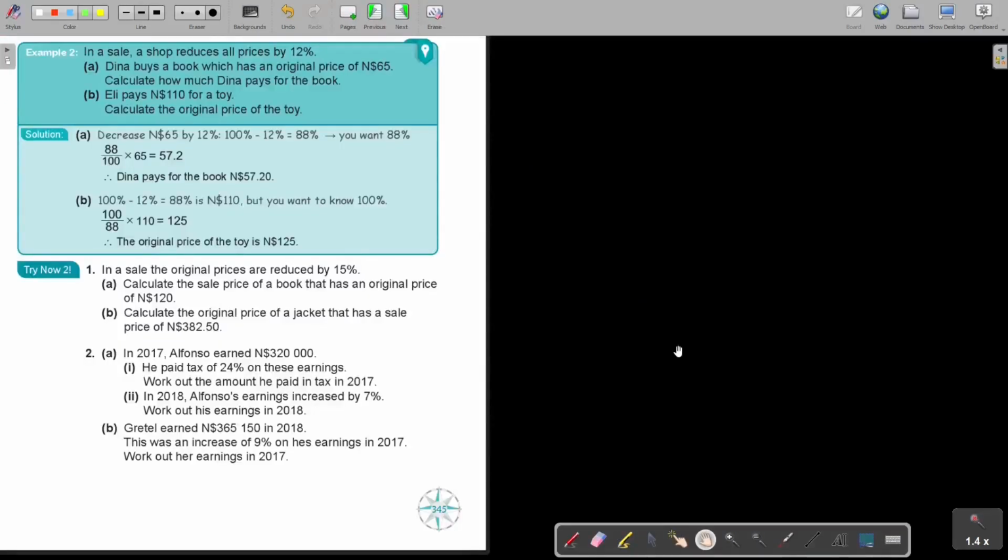Let's start with example 2. In a sale, just want to highlight, in a sale, a shop reduced all prices. It's very important that you see the word reduce by 12%. Dina buys a book which has an original price of 65. Calculate how much Dina pays for the book. Now this is actually a combination between the old work and the reverse, and this is very important that you concentrate when you read this question.